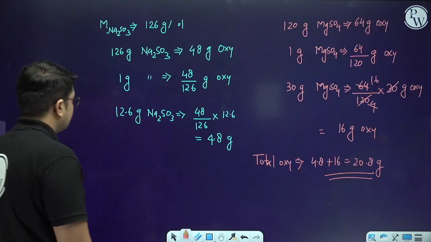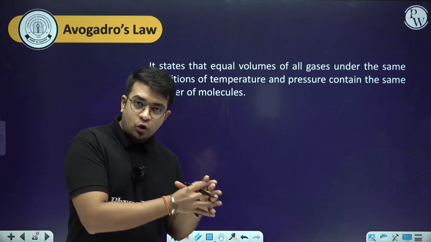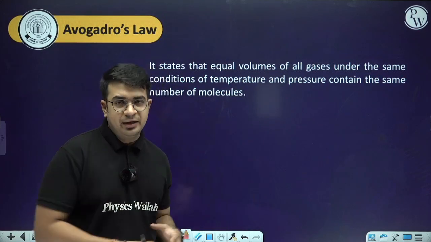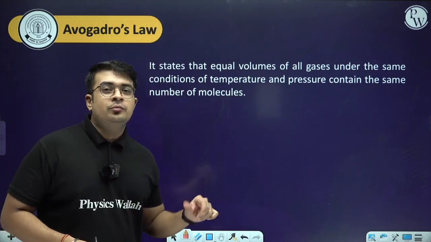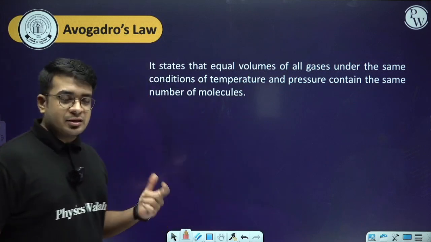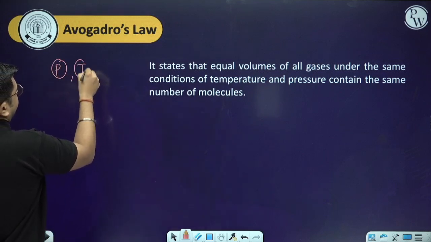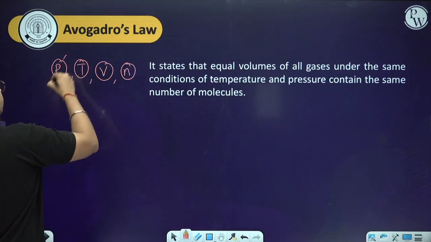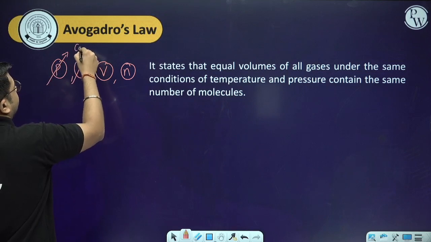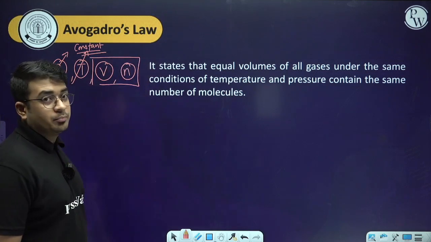Okay, now talking about the next part, there is also one relation, although we are going to discuss all the laws in one segment, but there is one very simple relationship with volume as well as number of moles. I already told you that we have certain variables: pressure, temperature, volume as well as number of moles. Let's say I'm taking these two as constant. It means I can correlate volume with number of moles.